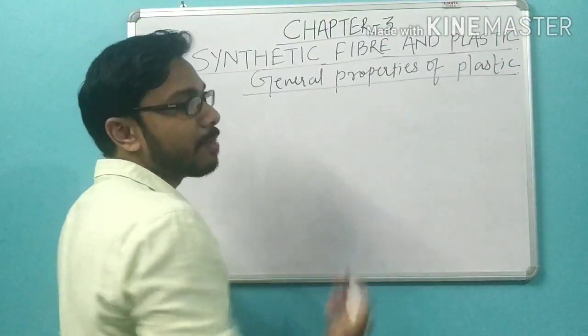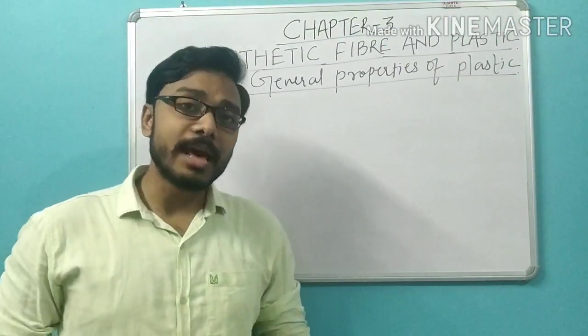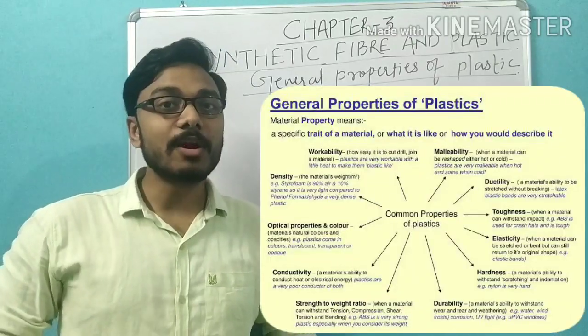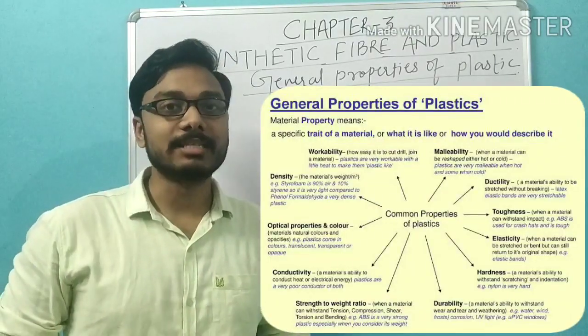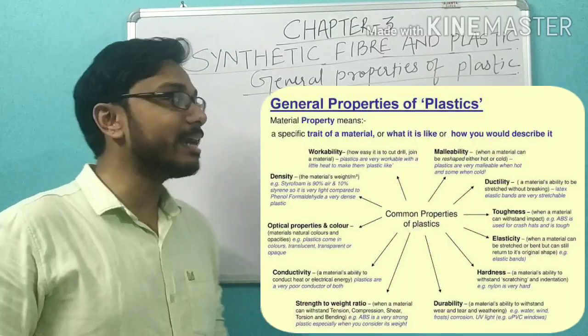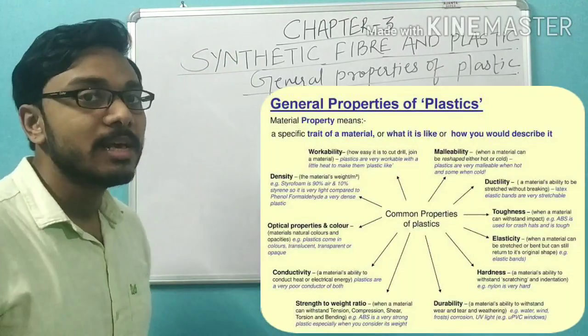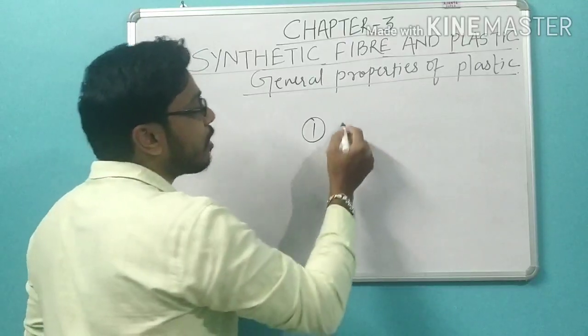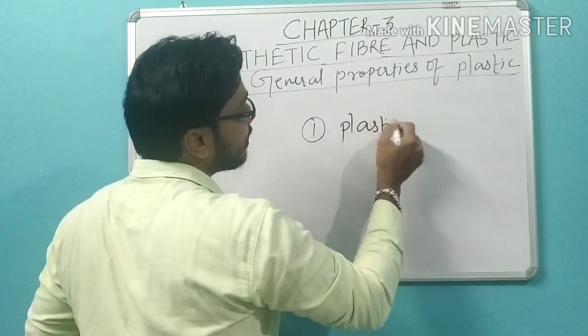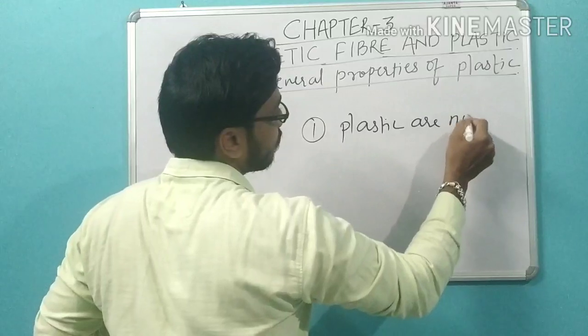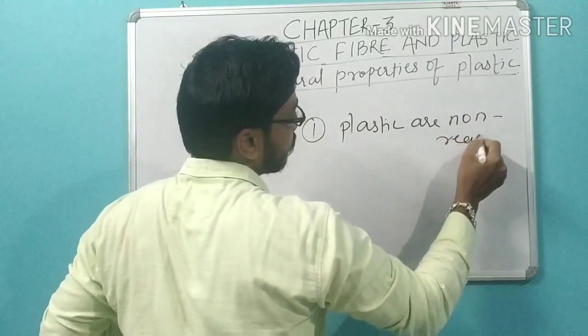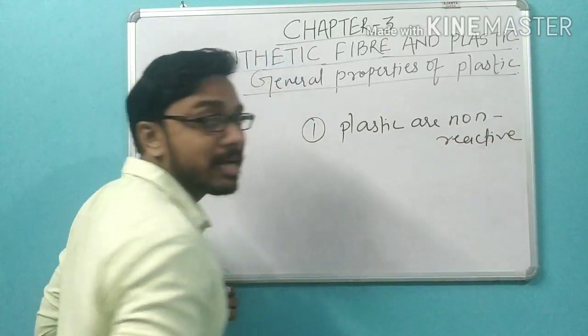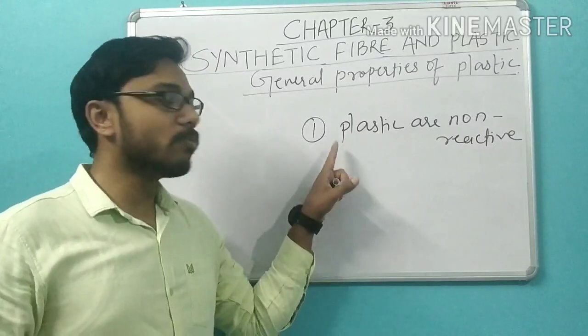General properties of plastics. Plastics have become very popular in our day-to-day life, not because that we like plastic, but because of its own characteristics, its own properties. So the first property of plastic, which is very important also, plastics are non-reactive. That means what?